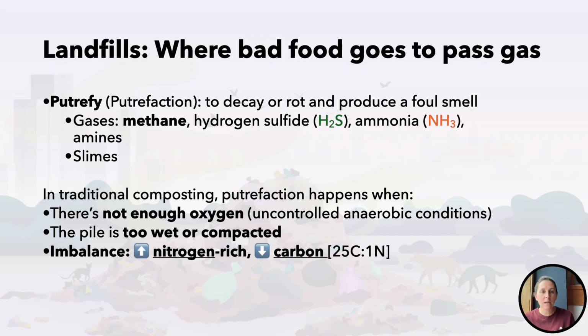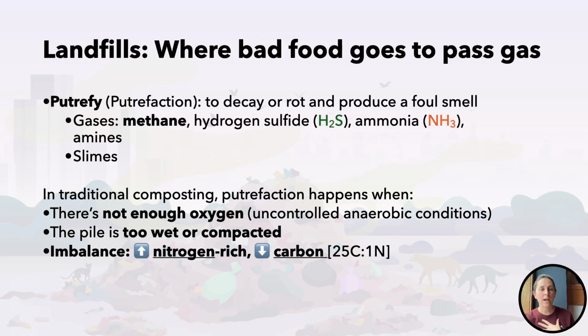And it could also be a result of an imbalance. So if we have too much nitrogen-rich food, which is generally referred to as greens, this includes things like food scraps, or fresh cut grass, or plant tops, those types of things, all of those are considered greens, and too low of a carbon source. And we'll touch on those carbon sources in just a slide. And the ratio that we kind of want is 25 carbon to 1 nitrogen. And it seems like a lot. It is a lot, but that is what we need in a traditional compost pile.